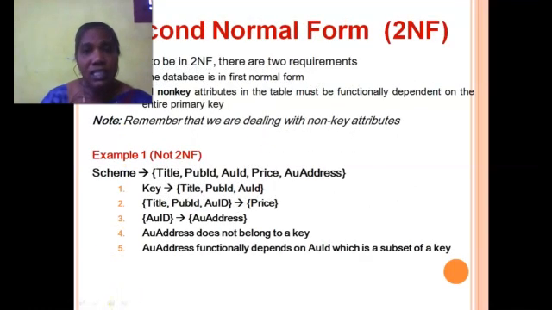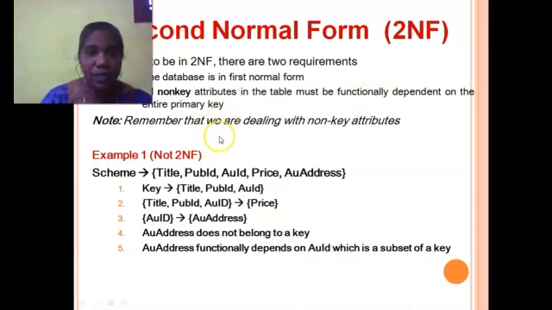Next we go to the second normal form. Second normal form should contain the first normal form and also the non-key attributes. That means there are two requirements needed for the second normal form. First, the database should be in the first normal form. After that, all non-key attributes in the table must be functionally dependent on the entire primary key.